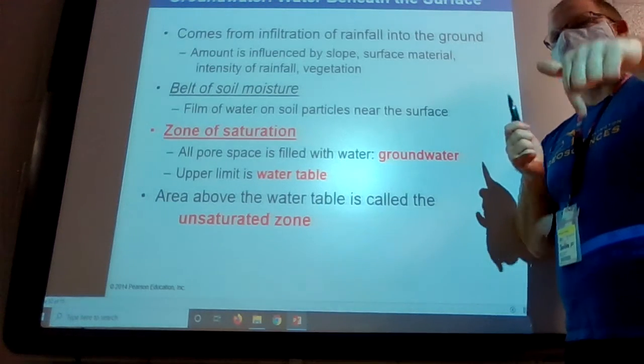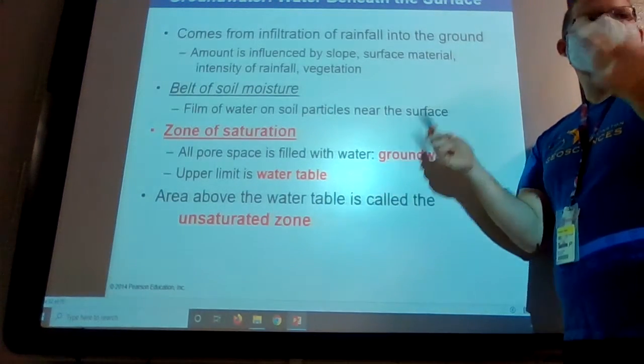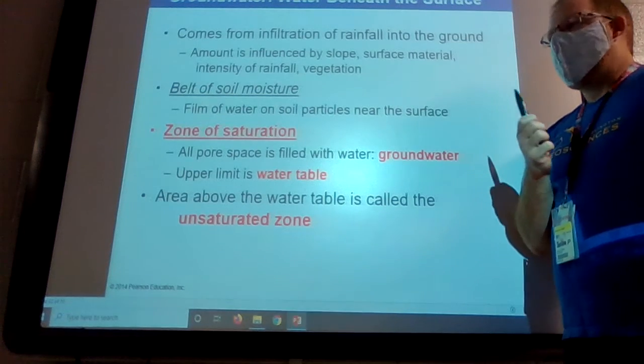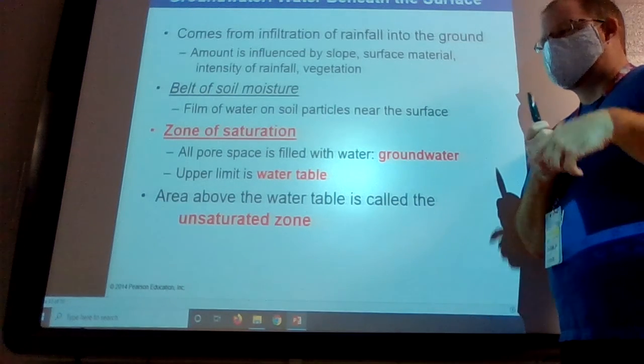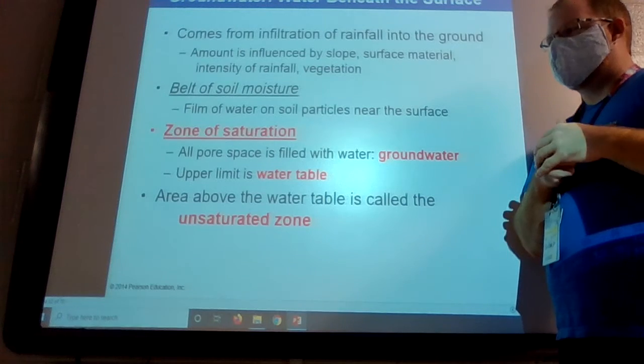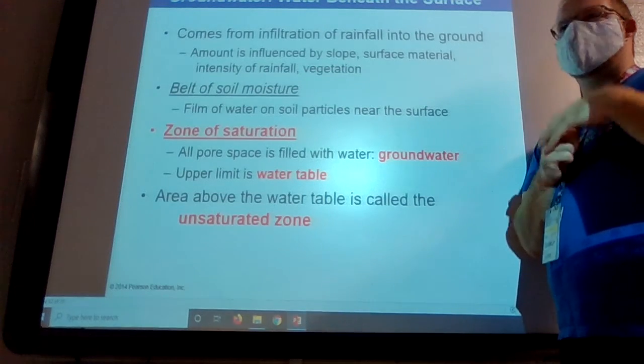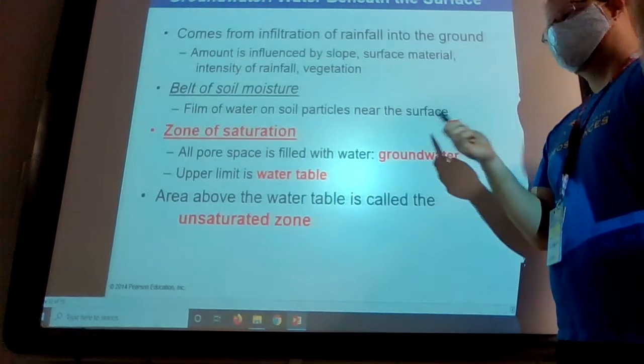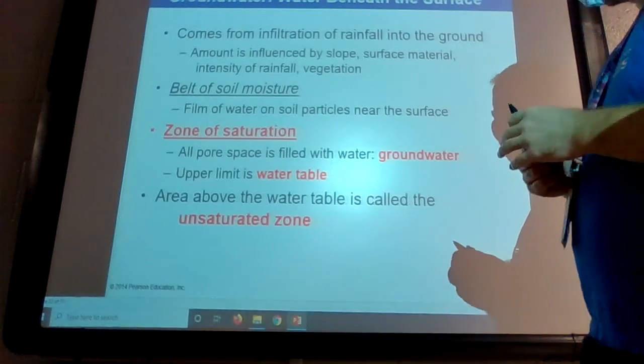If you don't drill down to the water table, your well's going to be dry. There's not going to be any water that comes out. If you drill down into the water table, you will get some sort of water out of your well, or if your hot spring is below the water table, it will have water that comes out of it.